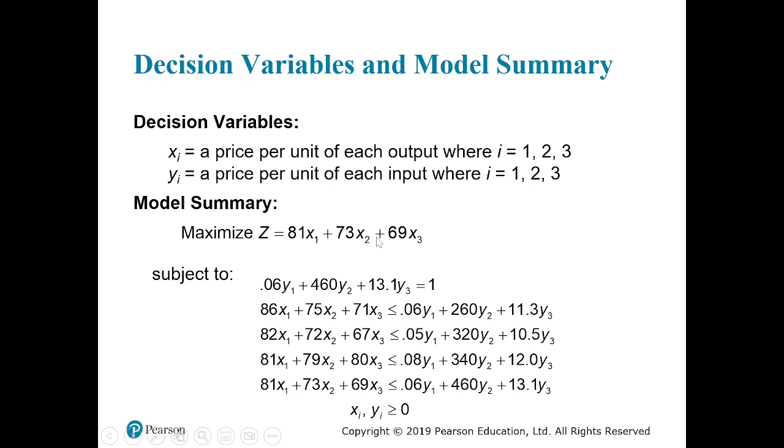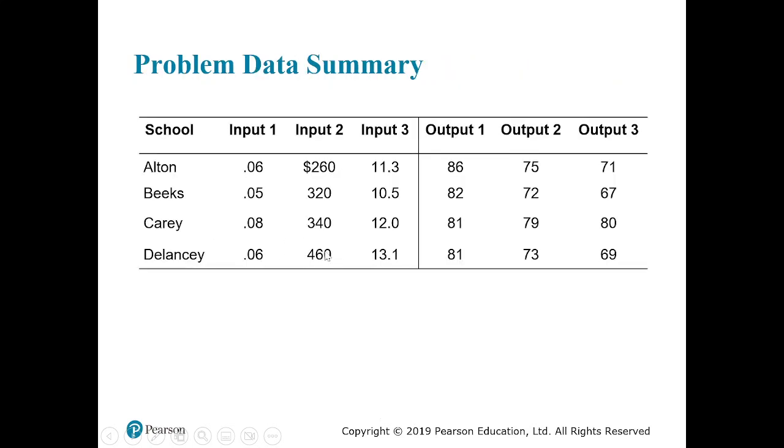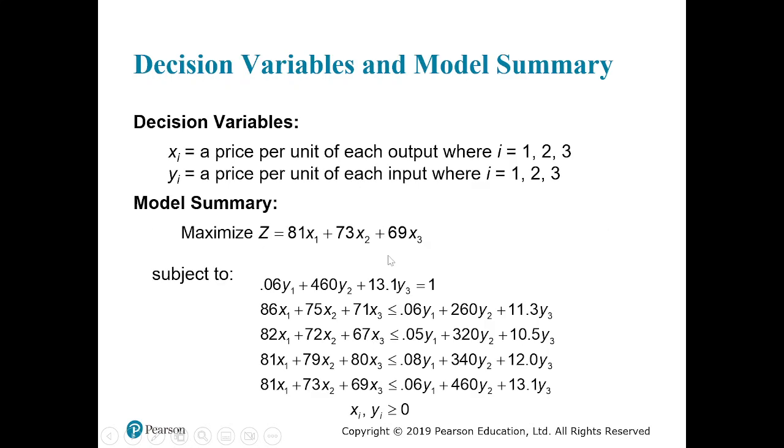So we put it like this, and then subject to the first constraint is actually the input for Delancey. You can see 0.06, 460 and 13.1. So all these inputs we equate to 1. This is because we want to scale the Delancey school inputs to 1. If it is equal to 1, then it is called efficient.